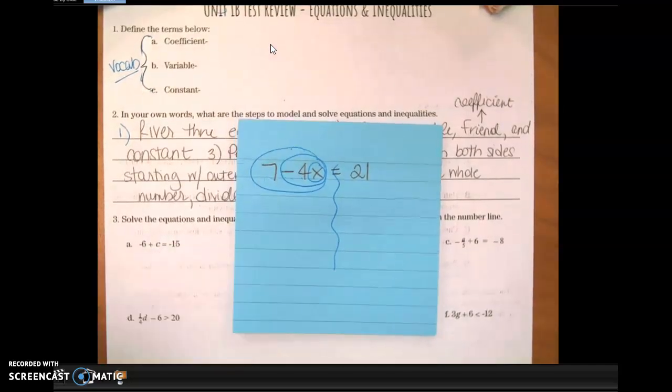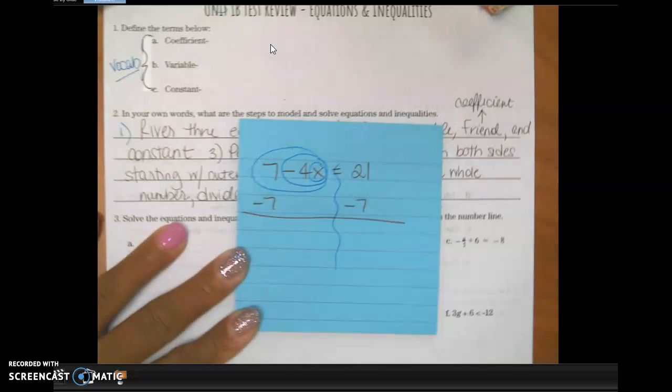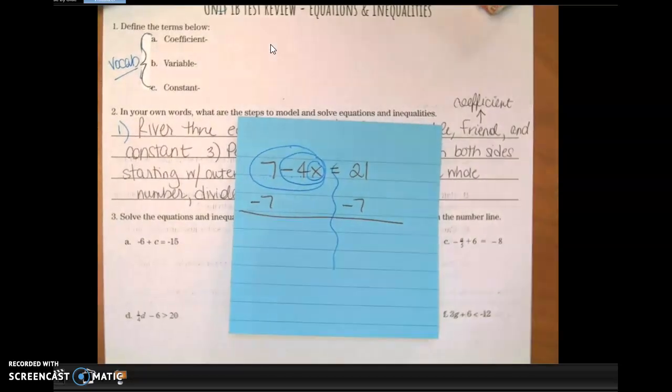Negative 7 to where? Molina. Both sides. Miss Molina, you're due to the cafeteria for bus rider duty.